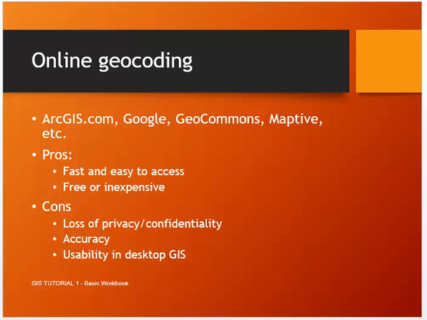You can also do geocoding online. Using the ArcGIS online tools or Google, it's quick. It's usually free or inexpensive, but you do lose that privacy, and if you're using confidential data, this is an absolute no-no, because by turning it over to an online company, you've lost that privacy control.